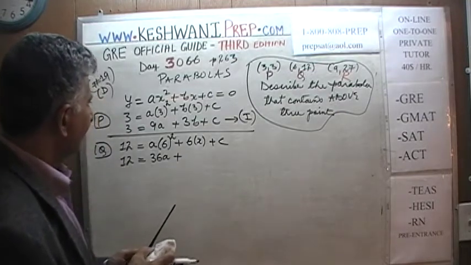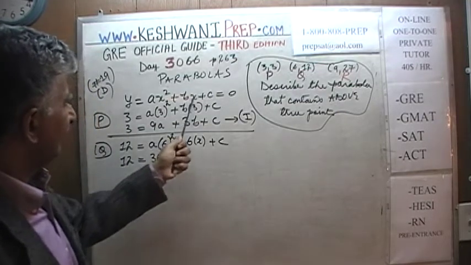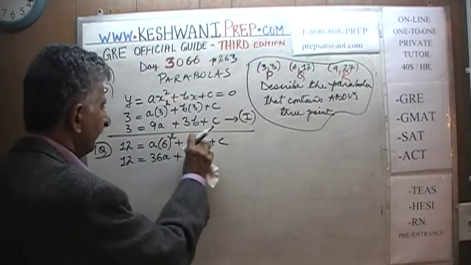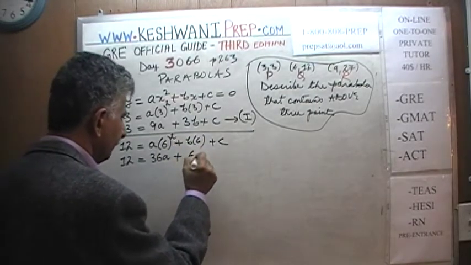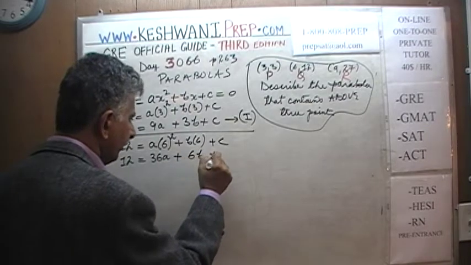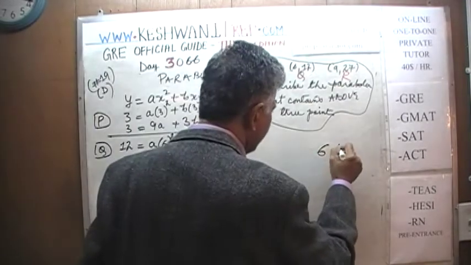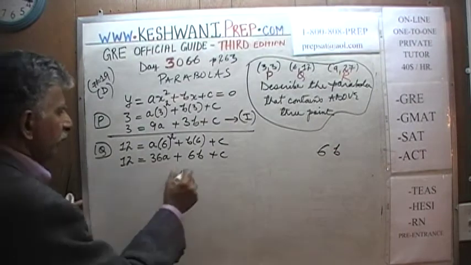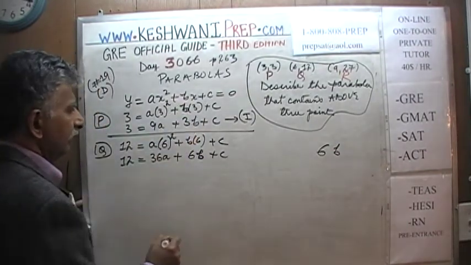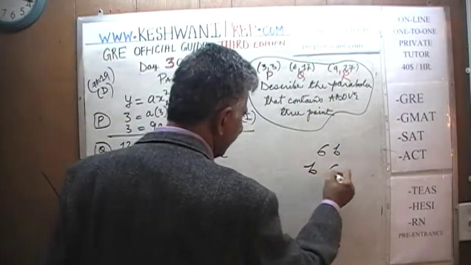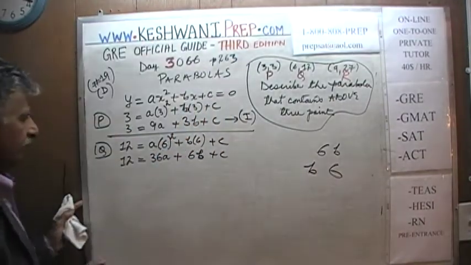It's not the 6x. It is not the b that is 6, it is the x that is 6. So b times 6, which is going to give us 6b plus c. Don't confuse my 6 with my b. B always has this little tail. As you can see, that's the b. This is the b and that's the 6. And that's our equation 2.